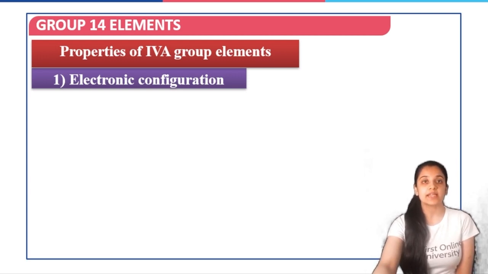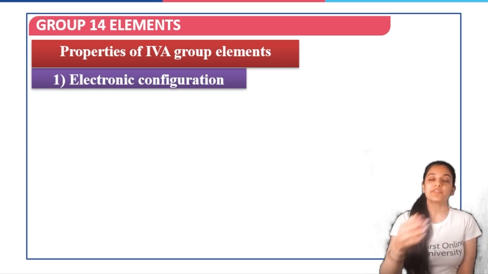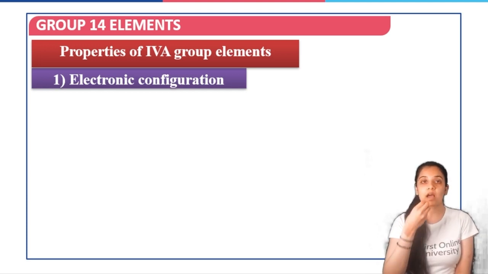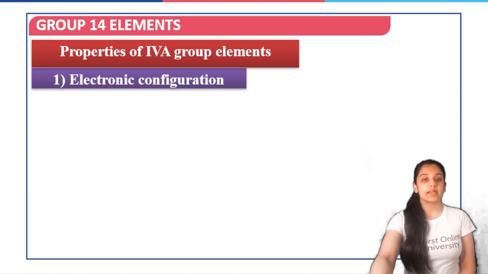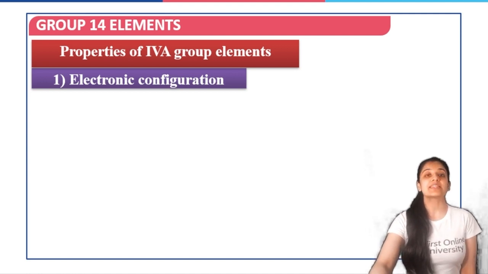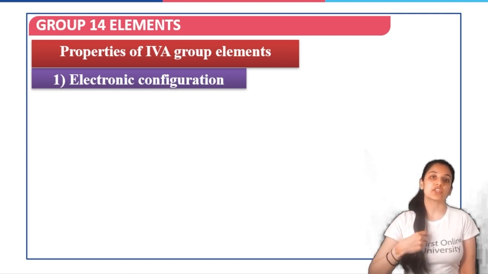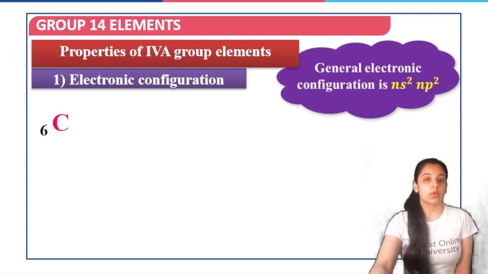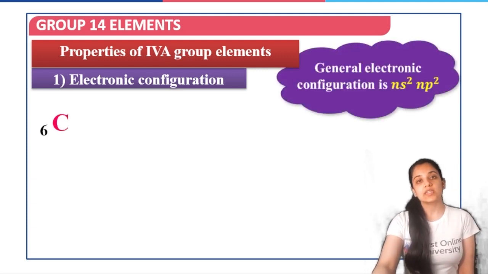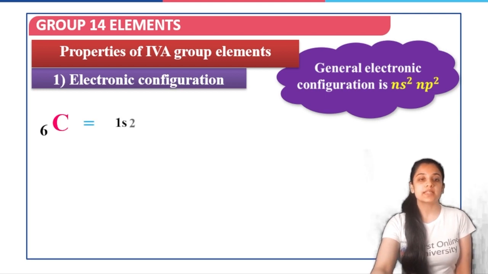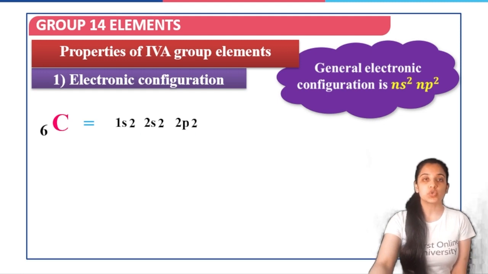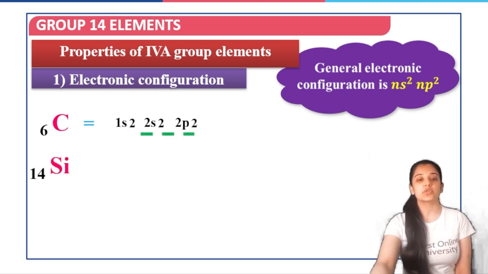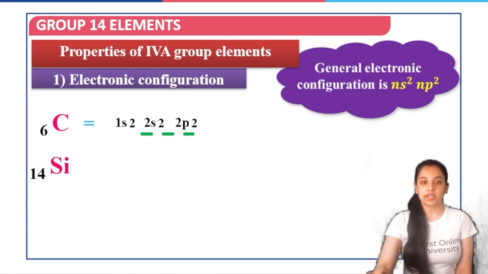The first one is electronic configuration. Now, if you look at the electronic configuration of, say, carbon, which has atomic number equal to 6, it would be 1s2, 2s2, 2p2. Therefore, all the elements of group 14 are going to have the same electronic configuration, that is ns2, np2. So the general electronic configuration is ns2np2. When I talk about carbon 6, it is 1s2, 2s2, 2p2. So 2s2, 2p2 is the valence shell electronic configuration.